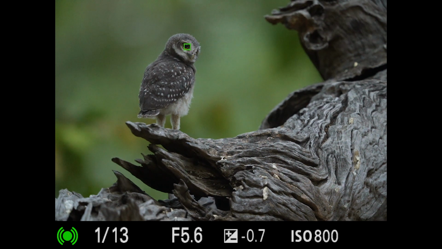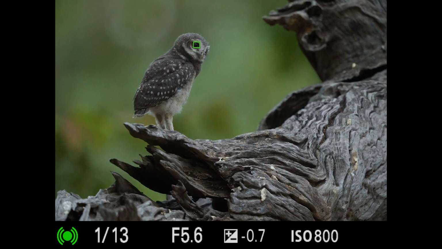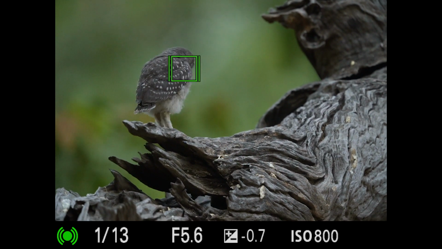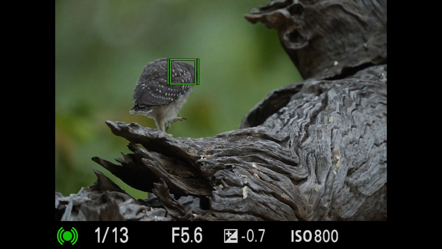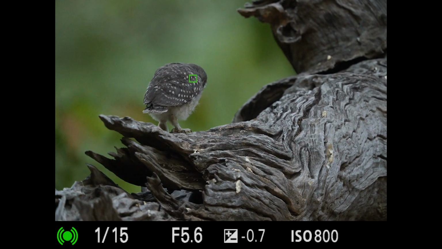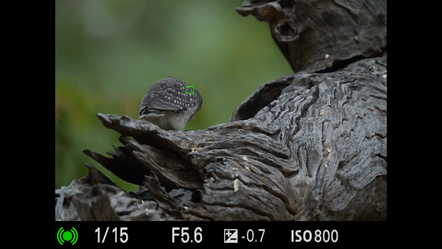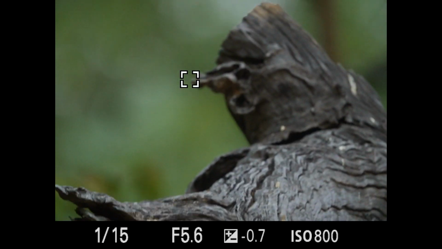See that movement? No movement. Wait. It's moving. It's going in. The other one.